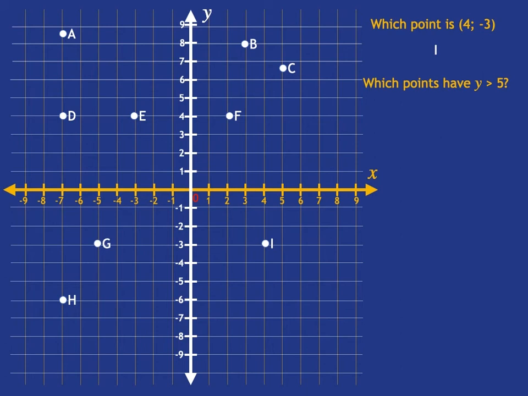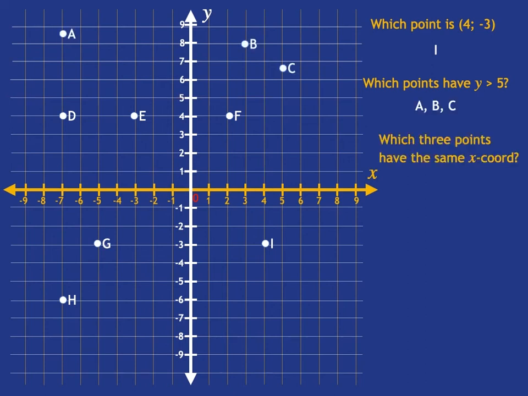Which of these points have a y-coordinate that's bigger than 5? Now remember, your y-coordinate tells you how far up or down you are. So if we want the y-coordinate to be bigger than 5, we want any points that are more than 5 steps up. Well, where's 5 steps up? It's that red line. So any points that are more than 5 steps up will be above that line. So we're talking about the points A, B, and C.